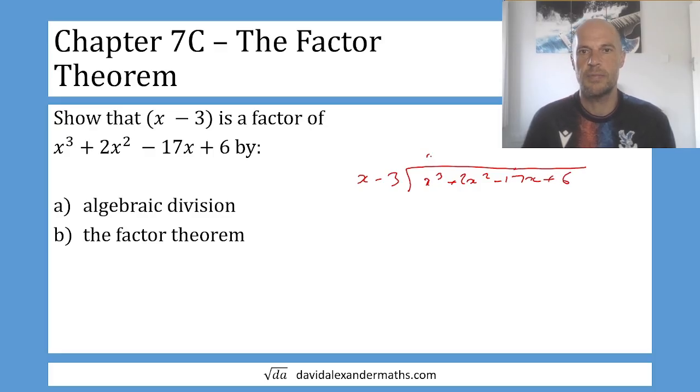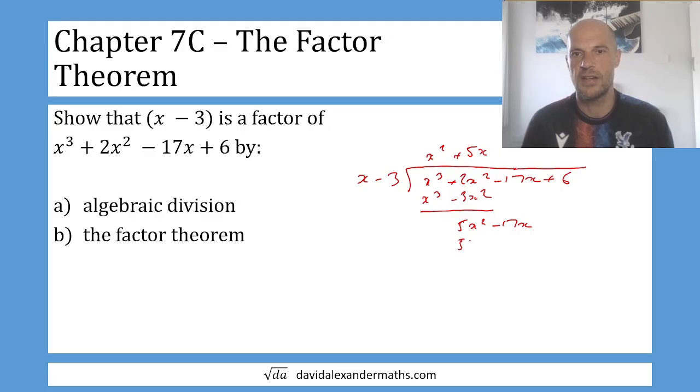X goes into x cubed x squared times. x squared times x is x cubed, x squared times negative 3 is minus 3x squared. Do a subtraction. Be careful, this is negative, so it's plus 2 minus 3. That's going to be 5x squared minus 17x. 5x squared divided by x is 5x. 5x times x, 5x squared. 5x times negative 3 is minus 15x. Another subtraction, remember minus 15 is plus 15. So that's going to be minus 2x plus 6.